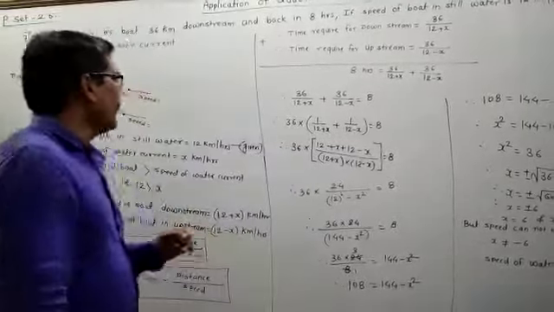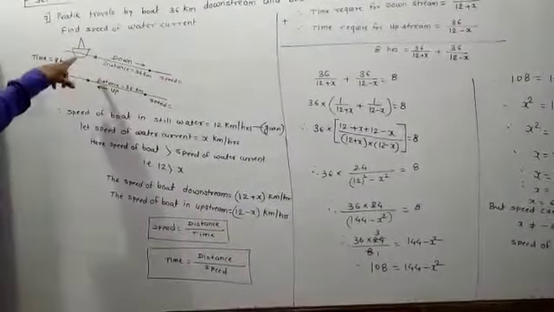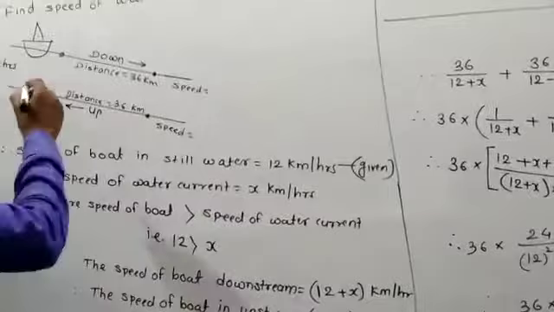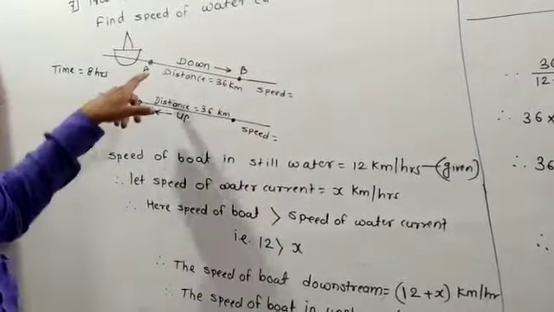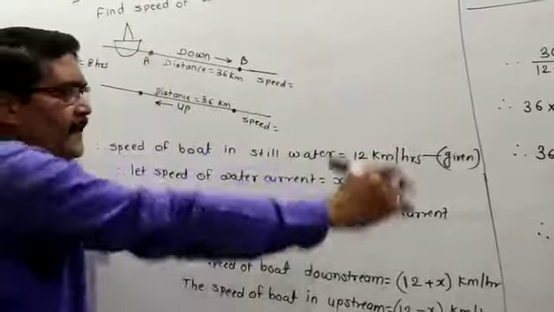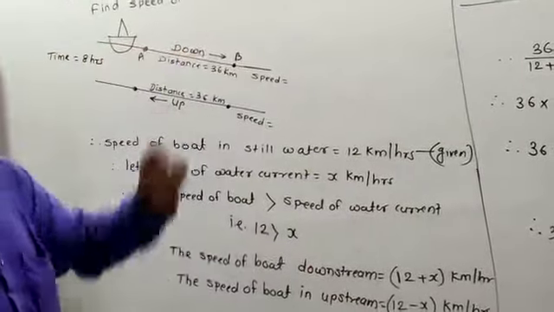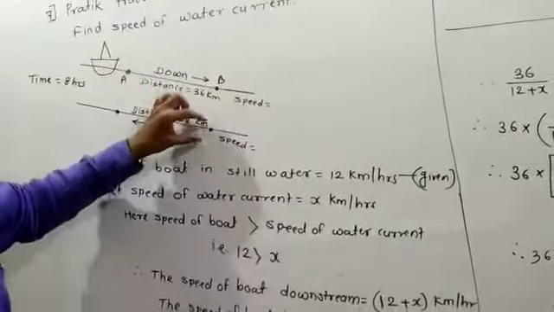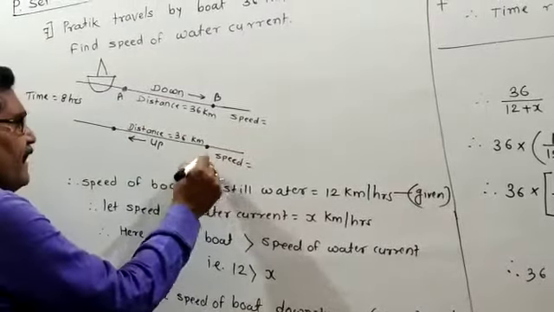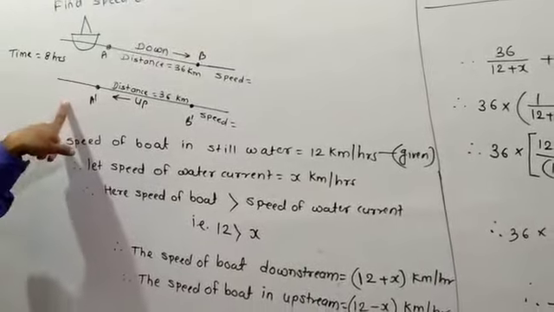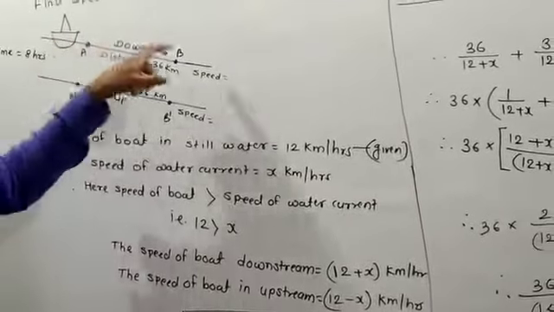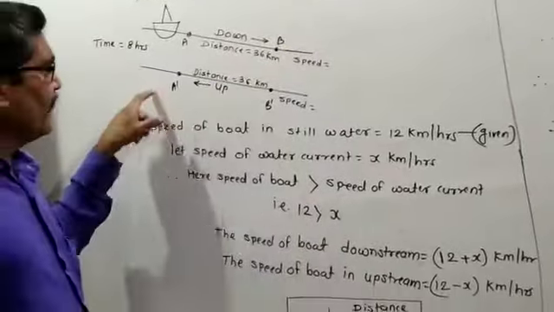I prepared the diagram here. If this boat starts from place A and goes to B, in this direction, you have to say that this is the downstream. And if this one is B dash and this one is A dash, then from B dash to A dash is called the upstream. This direction is the downstream, this one is the upstream.